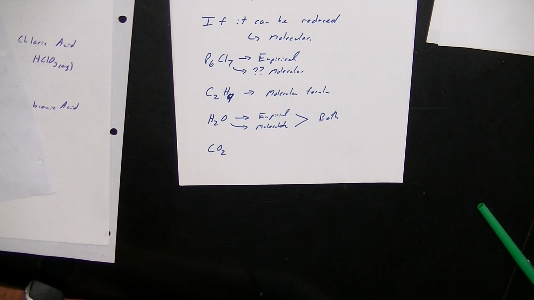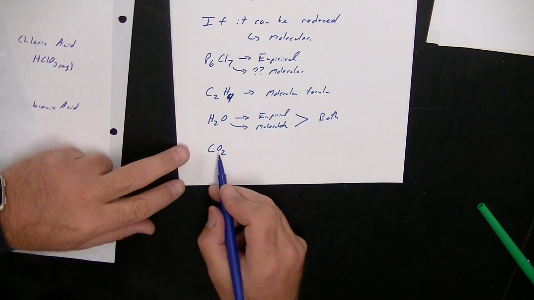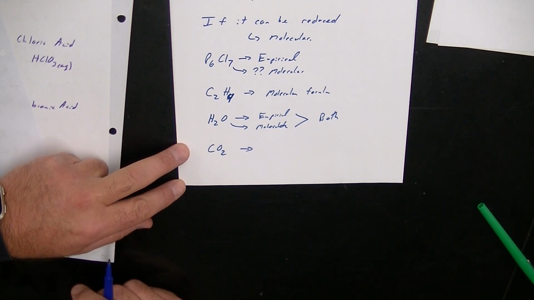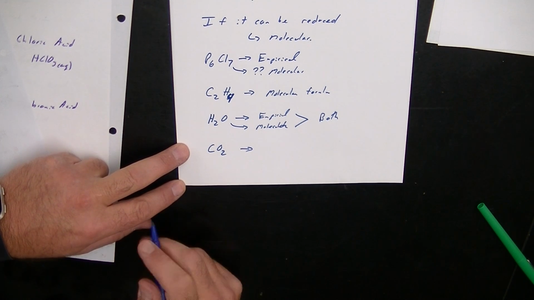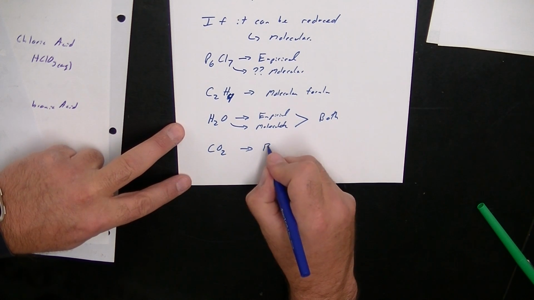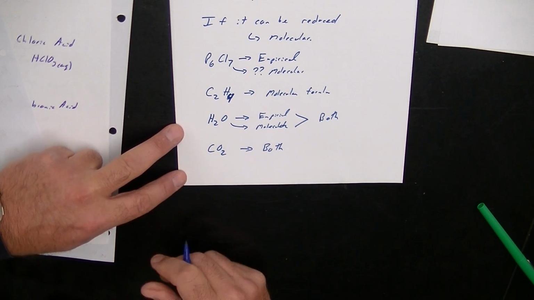How about that one? Well, it can't be reduced, so it's definitely empirical. Do we find CO2 in nature? Well, it's carbon dioxide. Absolutely, that's the formula. So this is another example of both.